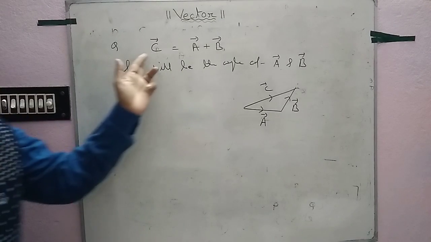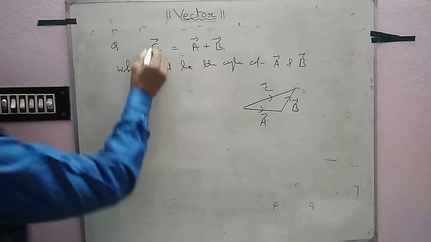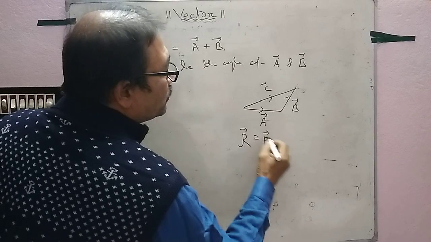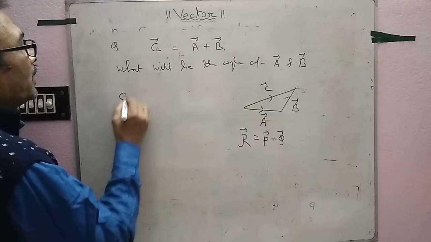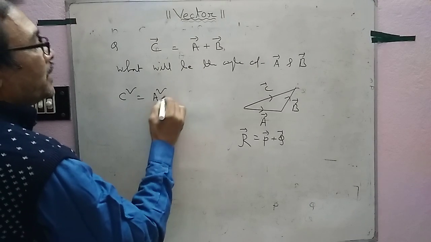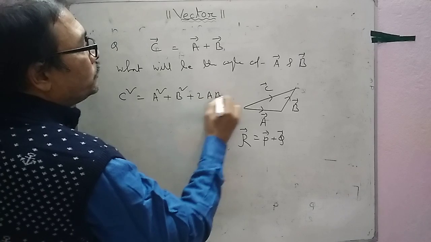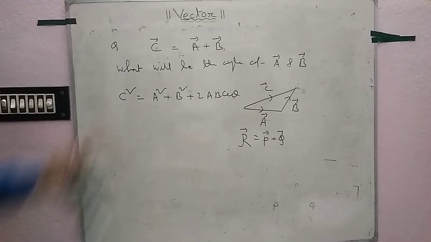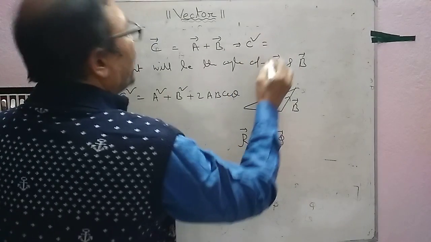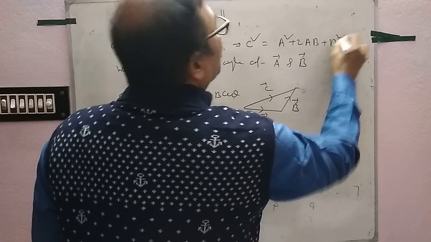কোশ্চেনটা বোঝা গেল? C vector equal to A vector plus B vector. So what will be the angle between A and B? আমরা জানি, দেখো এখান থেকে আমরা একটু আগে করে এলাম কি, এই ট্রায়াঙ্গেলের R equal to P plus Q. যদি ট্রায়াঙ্গেল ল হয় তাহলে C square, if the angle between A and B ধরা যাক থিটা, তাহলে আমরা কি লিখতে পারি? A স্কয়ার প্লাস B স্কয়ার প্লাস 2AB cos থিটা. C equal to A plus B, তাহলে এখান থেকে আমরা লিখতে পারি C square equal to A square plus 2AB plus B square.